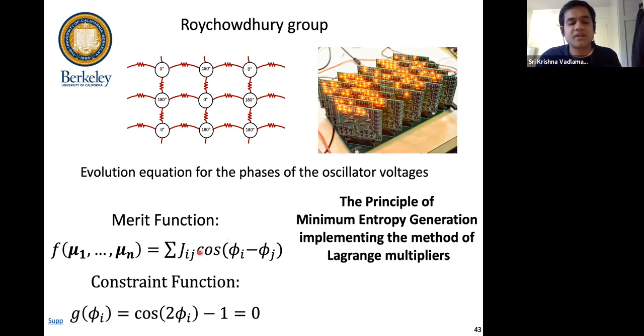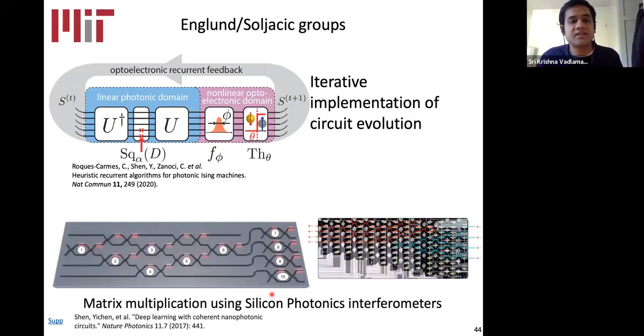And if you look at the evolution equation, it becomes evident that they have a merit function which looks like this, and they have constraint functions for each spin. And this again, basically, is a reparameterization of the constrained optimization, their evolution equation.